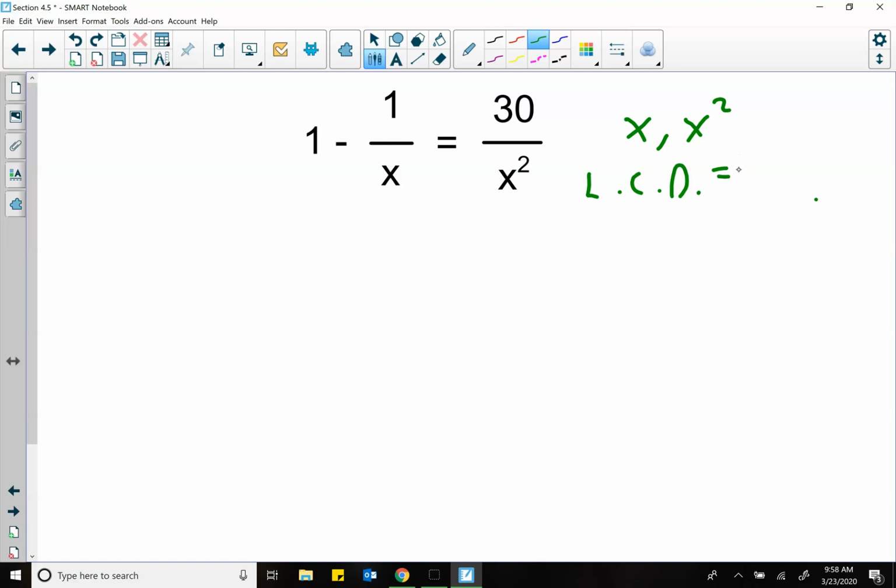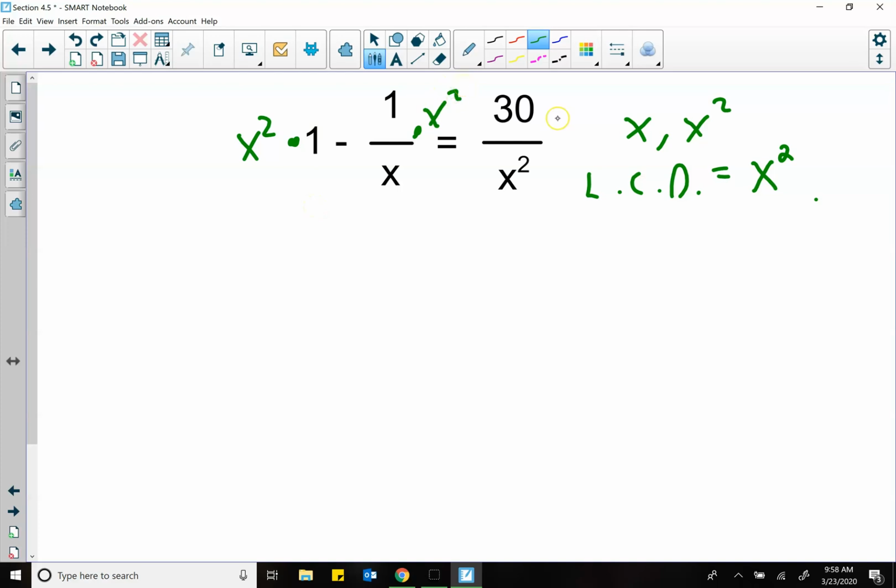Again, what's the LCD going to be for this? Again, it's got to be made up of both of these. Hopefully you're getting better and better at the LCD by now. You've had lots of practice. So the LCD is x squared. So everyone's going to get multiplied by x squared. So the 1 gets multiplied by x squared, even though it doesn't have a denominator. Or, well, it really does. It's all over 1, but we don't worry about that.